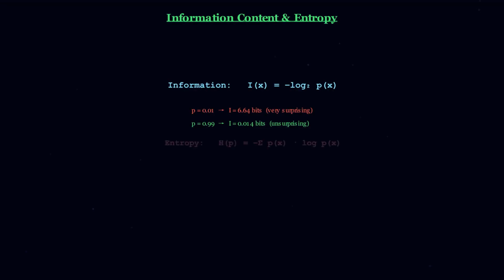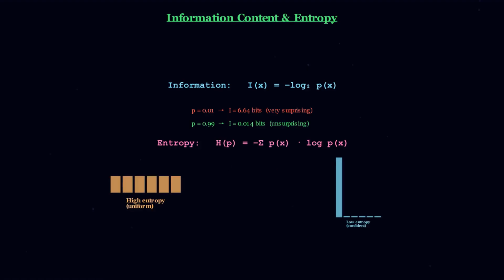Before KL divergence and cross-entropy, we need one idea: information content. The information content of an event is how surprised you are when it happens. A very likely event, say, the sun rising tomorrow, carries almost zero information. A very unlikely event carries a lot. Formally, the information of event X is negative log base 2 of P of X. The negative log is large when P is small, and near 0 when P is near 1. The log base 2 gives us bits as the unit.